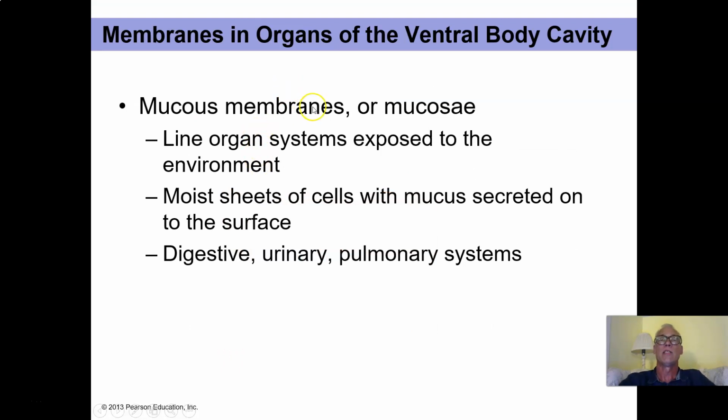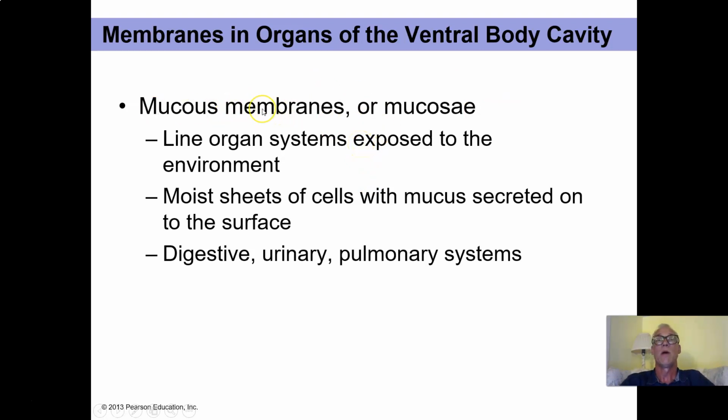Then mucous membranes line those body systems or organ systems that I mentioned almost at the beginning, in the first section, that line the organ systems that are exterior to your body: the digestive tract, the respiratory system, the urinary system. Those systems essentially form boundaries between the outside world and the inside of your body.